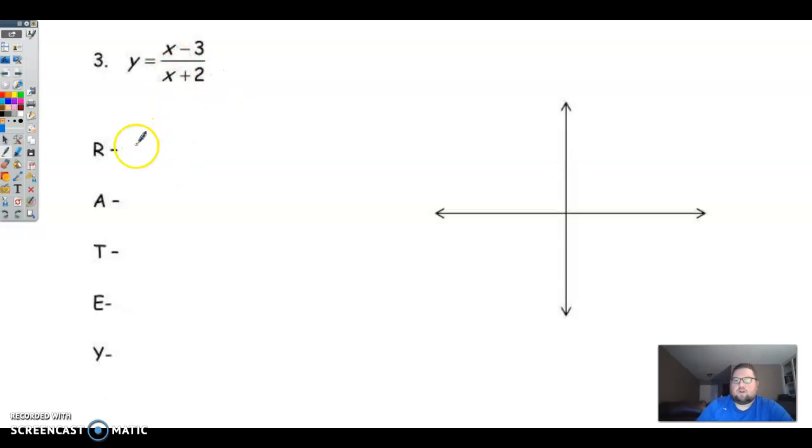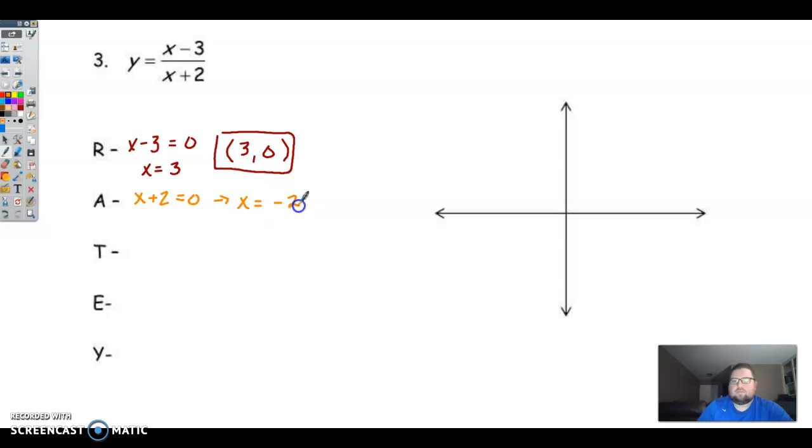All right, so we set our numerator equal to 0 for the root, and we get x equals 3. Remember to write your root as a point, (3, 0). Y value always 0 on a root. Set your denominator equal to 0 for the asymptote. So you end up with x equals -2. That's a line, so you get the equation there. No togetherness on this one, no perfect squares on the denominator.